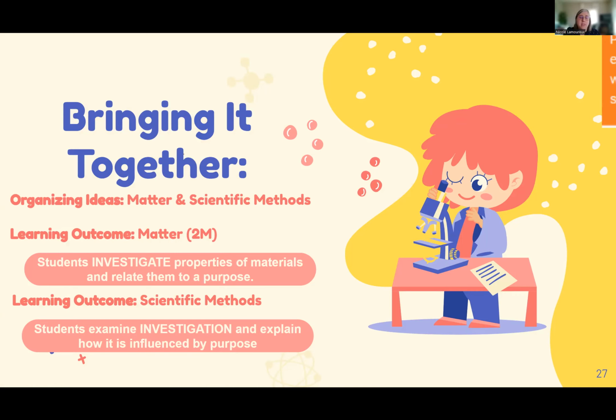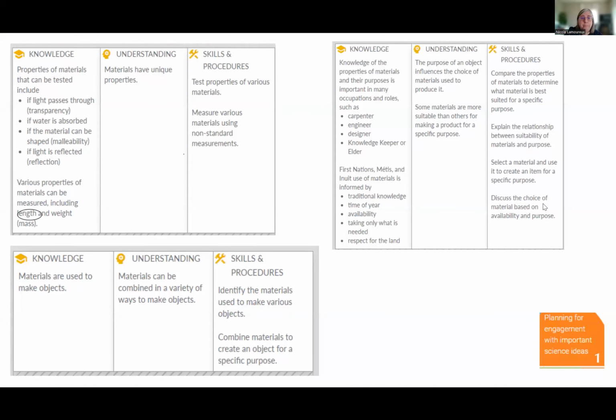In the scientific methods, the learning outcome is that students examine investigation, because in grade 1 they lay the foundation. I realize this is a bridge year, and explain how it is influenced by purpose. So you can see that purpose is quite important in grade 2.